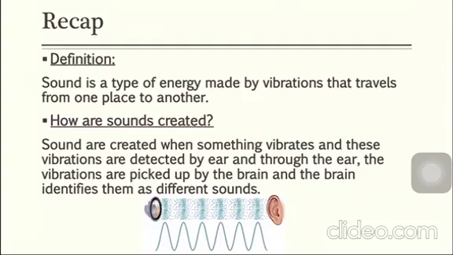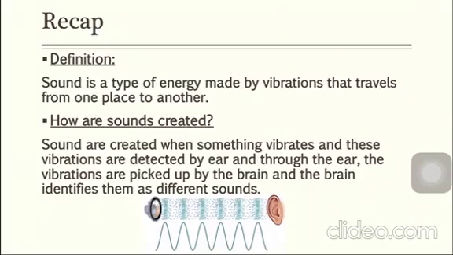Sound is a type of energy made by vibrations that travels from one place to another. Sounds are created when something vibrates, and these vibrations are detected by our ears, and then these vibrations are picked up by the brain, and the brain identifies them as different sounds. In the picture that is shown below, you can clearly see that a sound is coming from the speaker. The sound is traveling as vibrations in the form of sound waves.